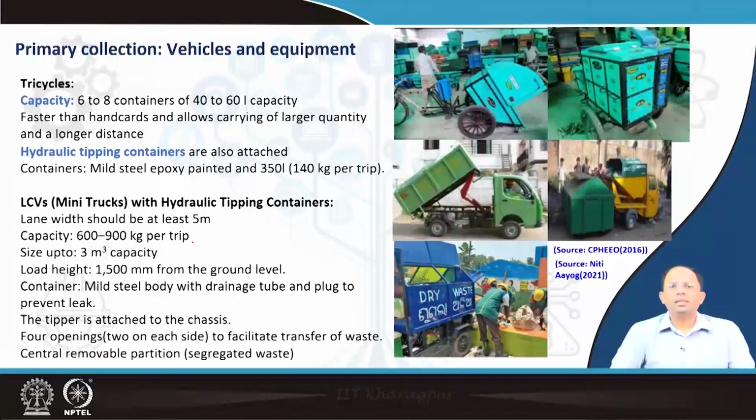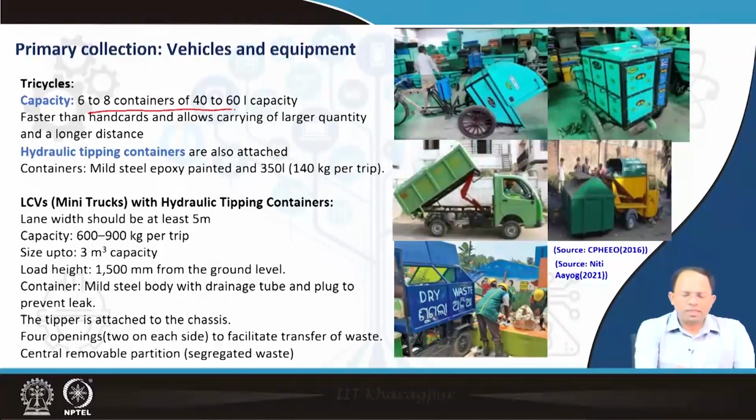Then come tricycles. As you understand, these can be a little bit bigger in size because here we are using a mechanical system so that people can pedal and carry it. So instead of pushing it, the size of the vehicle is a little bit larger, and the amount of load you can carry is also a little bit larger. So 6 to 8 containers of 40 to 60 liters capacity. These are faster than hand carts, and allow carrying a larger quantity of waste over a longer distance.